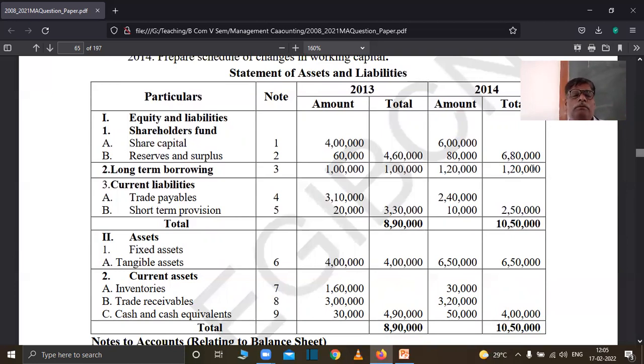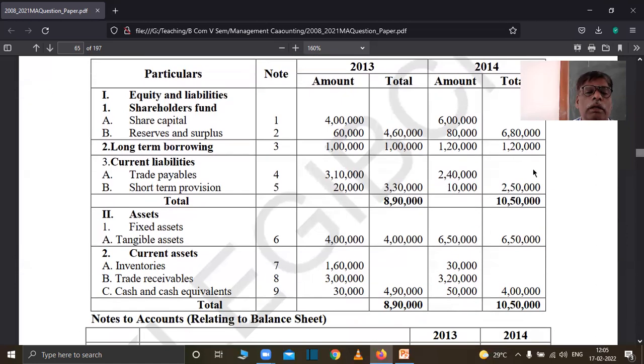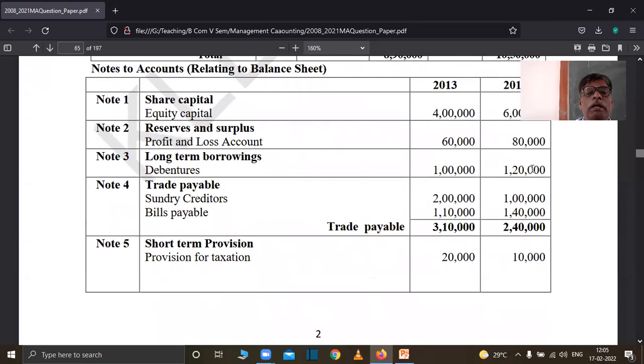On the basis of three current assets and two current liabilities, you have to prepare the schedule of changes in working capital. Okay. And you have to take the amount from the notes, not from the balance sheet. If the related note is not given, you take the balance sheet item. So you see here, share capital is not related, reserve is not related. In the trade payable, there are two. One is sundry creditor. Sundry creditor 2 lakh, 1 lakh.